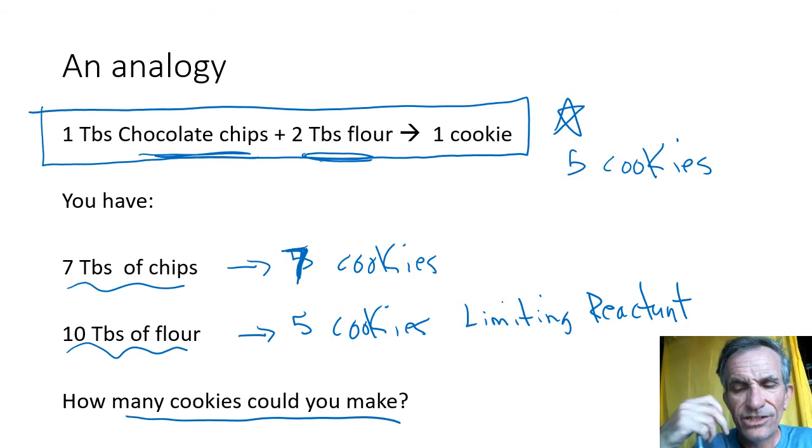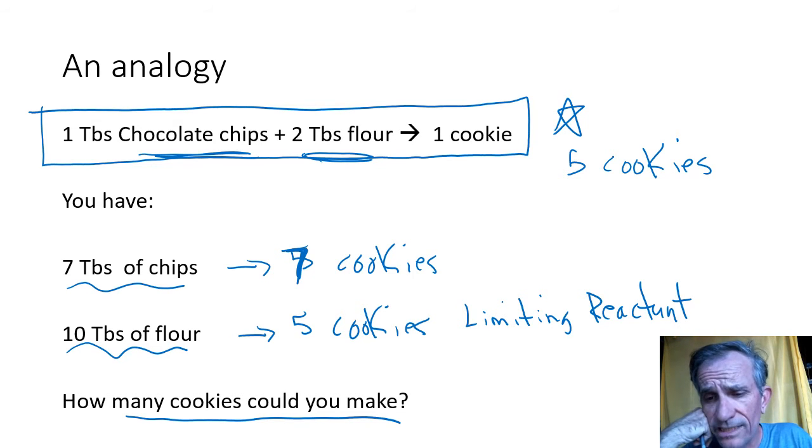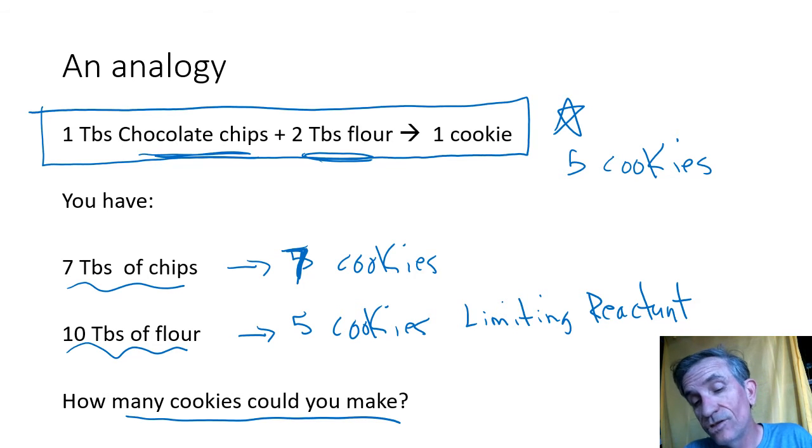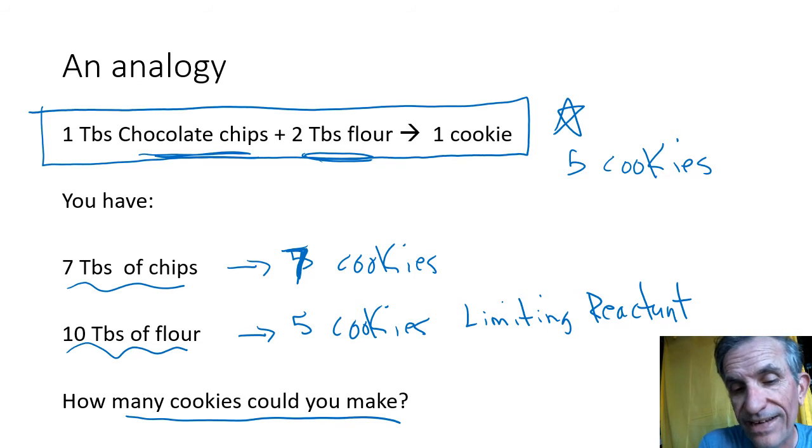Now, it turns out, after you get those 5 cookies, you're still going to have some chips left over. You would have used 5 tablespoons of chips, so you're going to have extra chips left over, 2 tablespoons. You will have more chips than you really need. The thing that you have extra of in chemistry land is called being in excess.